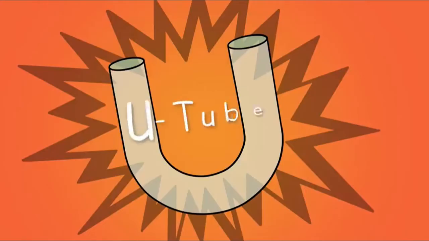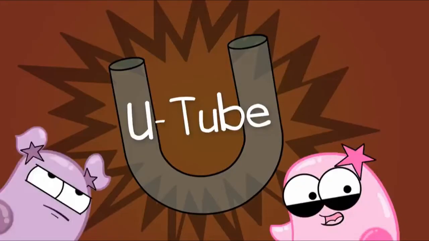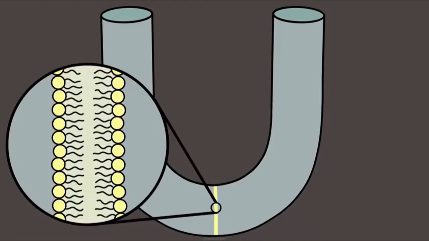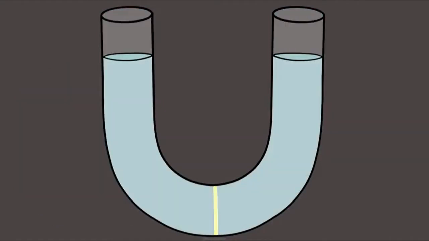So let's bring out a U-tube. There's a semi-permeable membrane in the middle of it. Let's assume that it is similar to a cell membrane and that water molecules can squeeze through it. The molecules are quite small, but salt can't. Right now, there's just water in this U-tube.